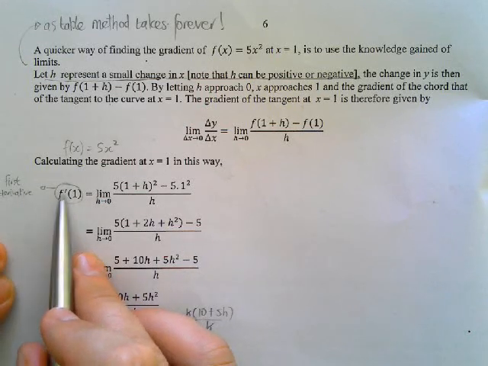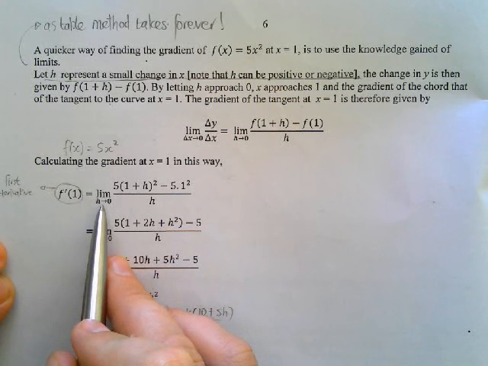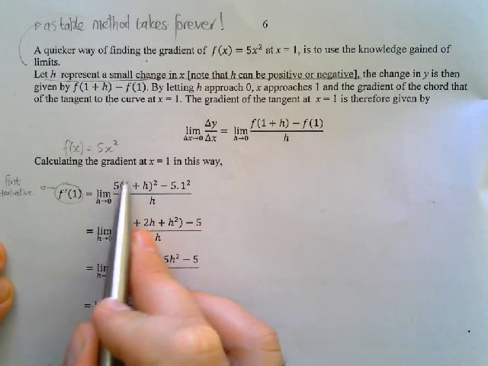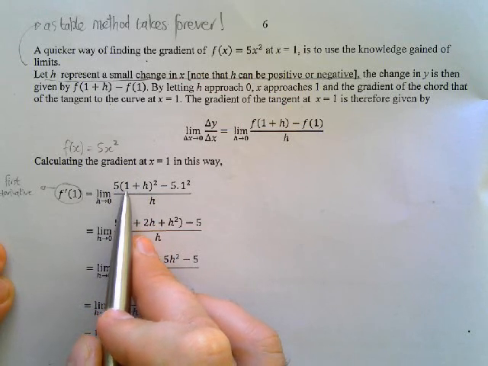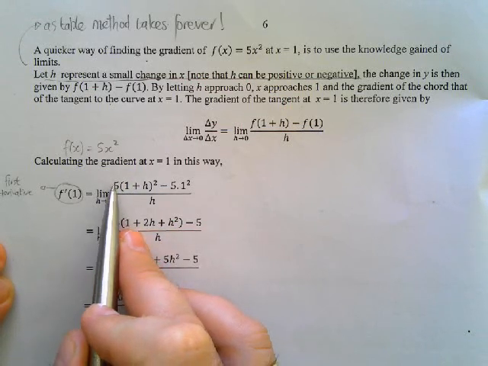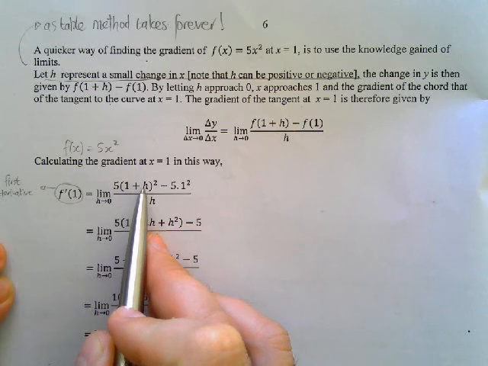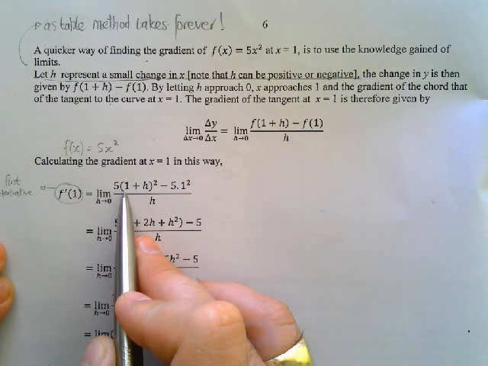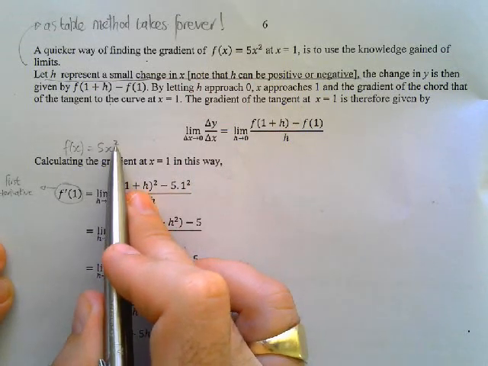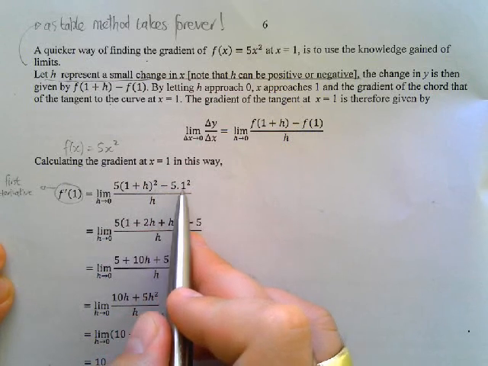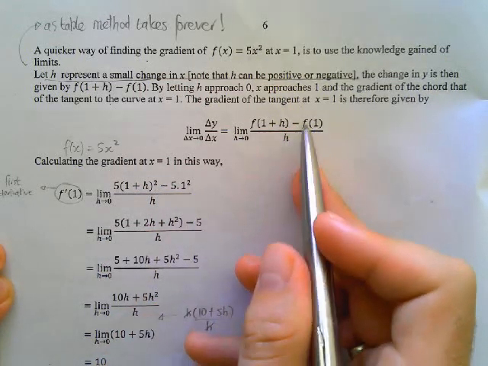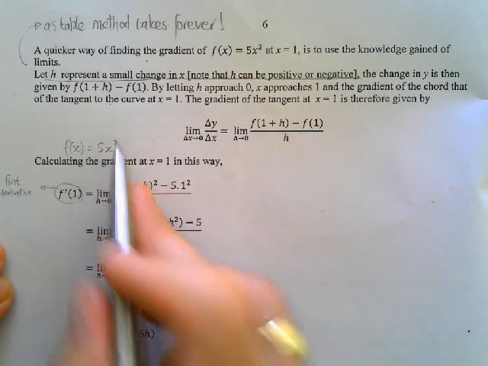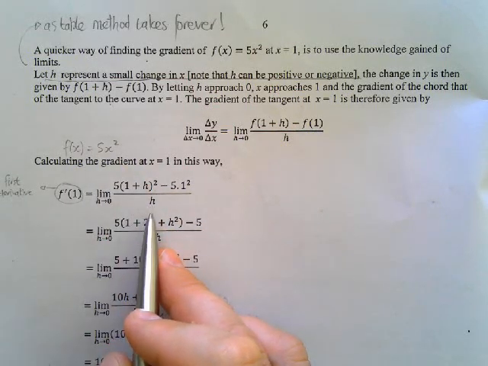f dash of 1 is the limit as h approaches 0 of what? 5 times (1 plus h), instead of just 5x squared. We got that from earlier. It's an h away from 1. All squared, because we had a square in our parabola, minus 5 times 1 squared. That's the formula customized for the function we've got, 5x squared, over h. Now we just simplify a bit.